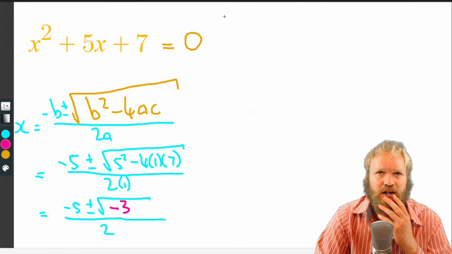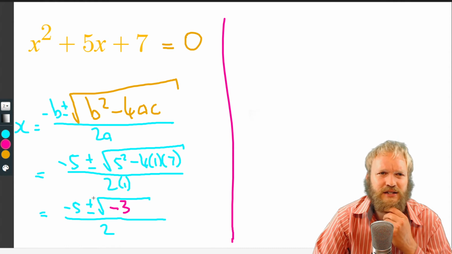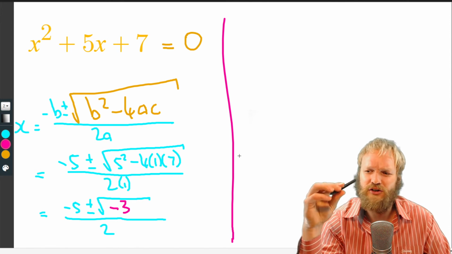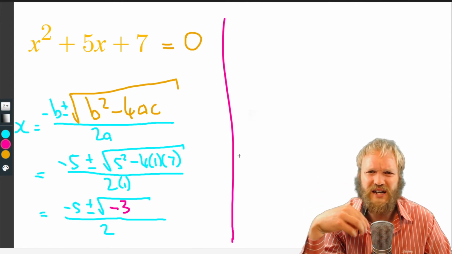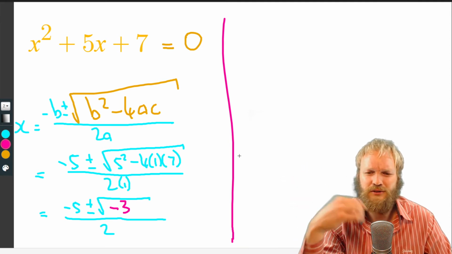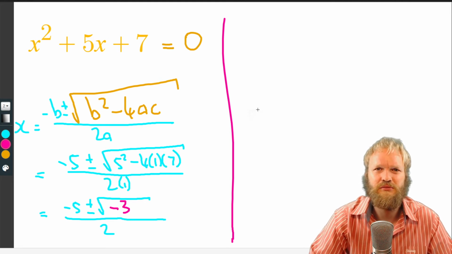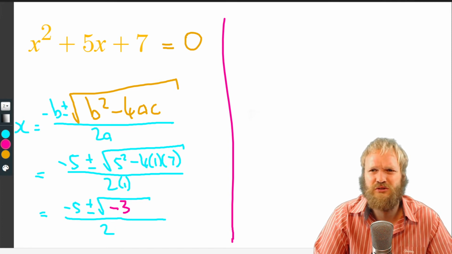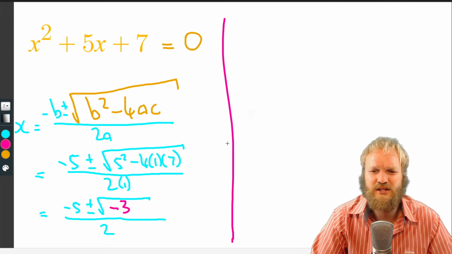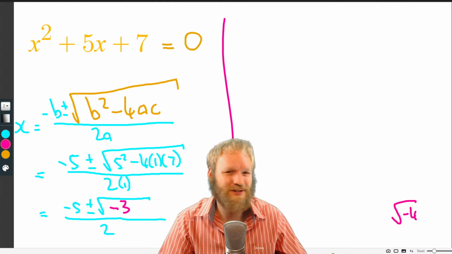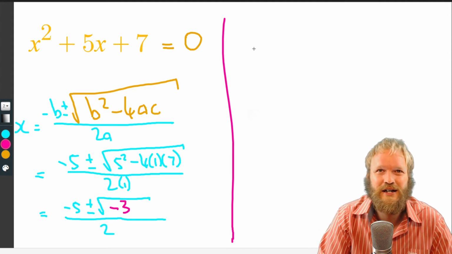Okay, so now we merrily go on our way and we say, so x equals minus 5 plus the square root of negative 3. But hang on, square root of a negative number? That doesn't work in the real number system. You can't have, let's say, the square root of minus 4. It's not 2, it's not negative 2. In the real number system, that doesn't really work out. So in this case, we're going to have no real solutions.